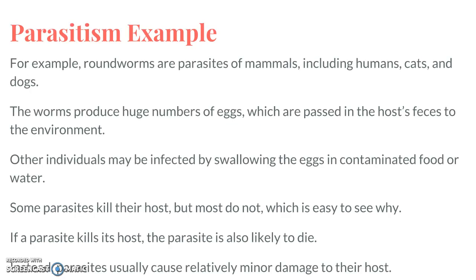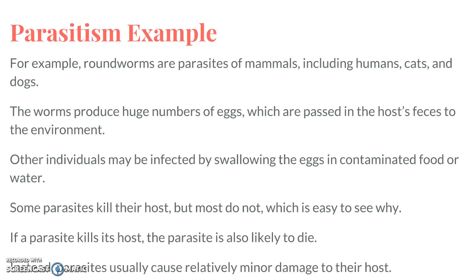Parasitism example. Roundworms are parasites of mammals, including humans, cats, and dogs. The worms will produce huge numbers of eggs, which are passed in the host feces to the environment. Other individuals may be infected by swallowing the eggs in contaminated food or water. Some parasites kill their host, but most do not, which is easy to see why. Because if a parasite kills the host, then the parasite is also likely to die. Instead, parasites will usually cause minor damage to their host.